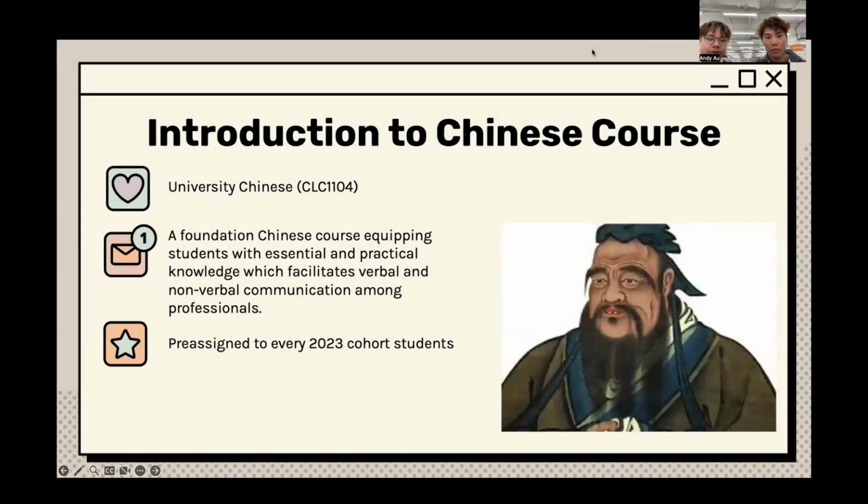First of all, this is about the introduction, and the University Chinese is CLC 1104. It is a foundation Chinese course equipping students with essential and practical knowledge, which facilitates verbal and non-verbal communication among professionals. And this is pre-assigned to every 2023 cohort students.